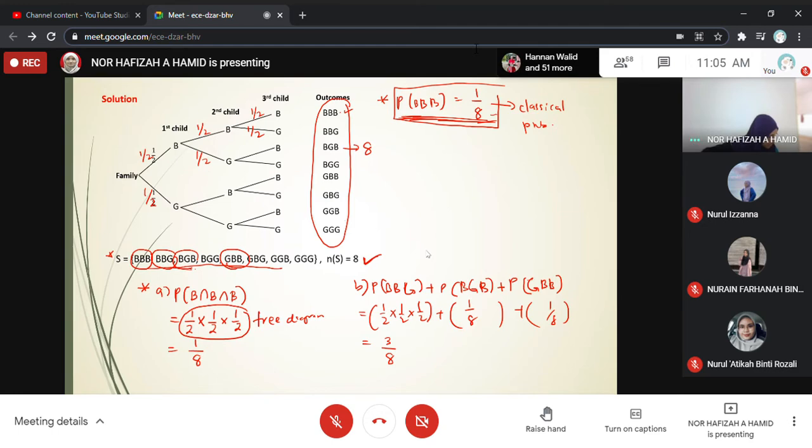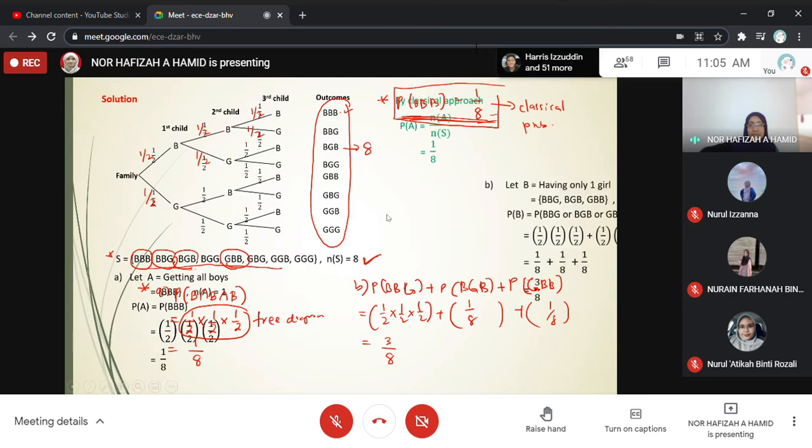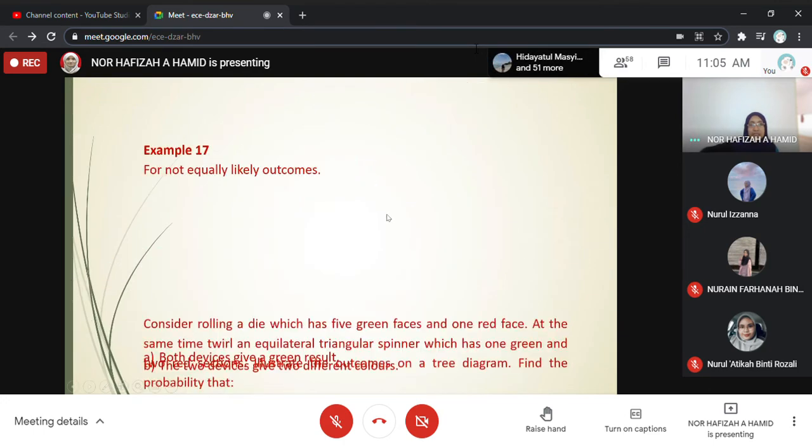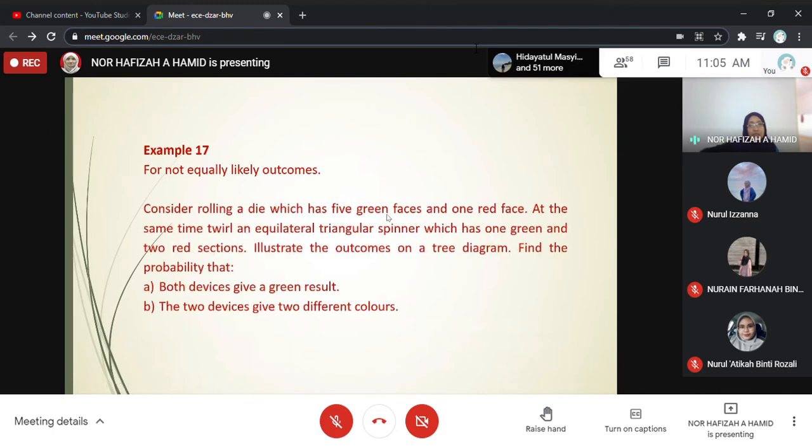Example 16 is done. Next we have example 17. For example 17, this is for not equally likely outcomes, meaning it is not classical. In the earlier example for classical probability, the probability of every outcome was equal. Example 17 is for probability that is not classical. So consider you have a die with 5 green faces and 1 red face.